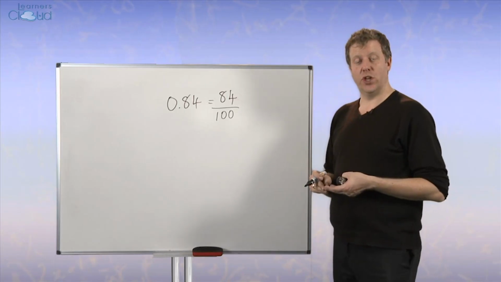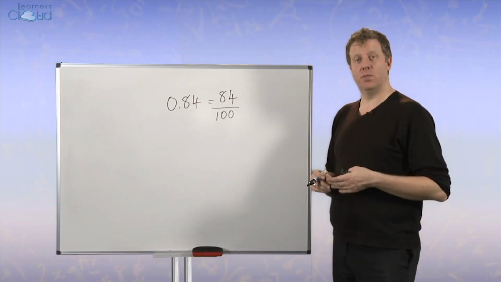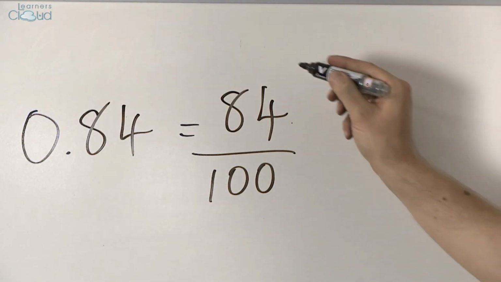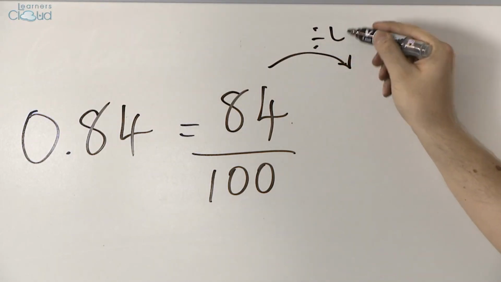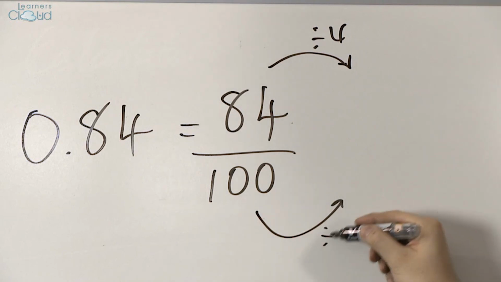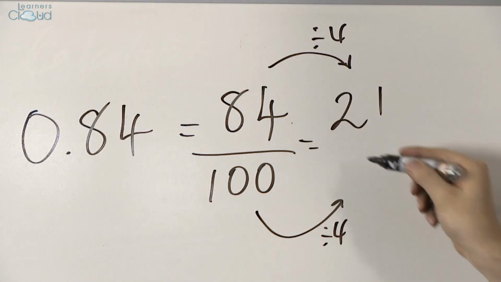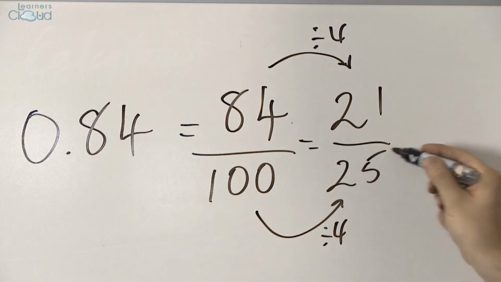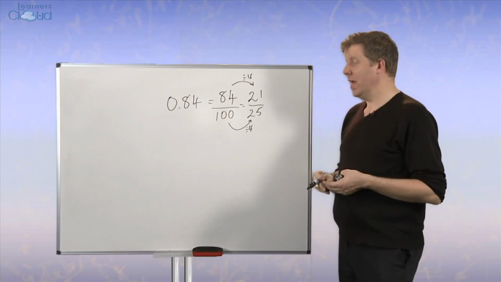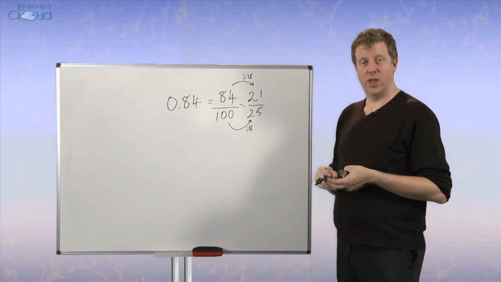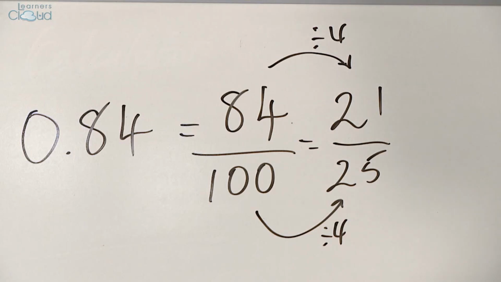So the first thing we're going to do is to divide the top and bottom by a common factor. Now 4 goes into both, so we're going to divide the numerator and the denominator by 4. That gives me 21 on the top and 25 on the bottom. Now there's no other common factors other than 1 in 21 and 25, so that is in its simplest form.